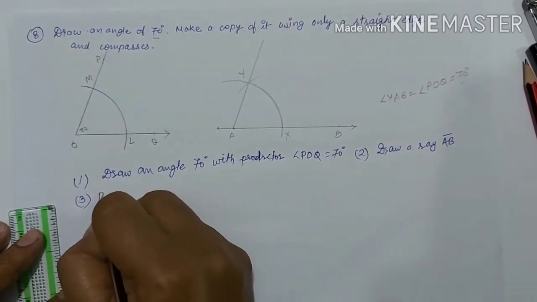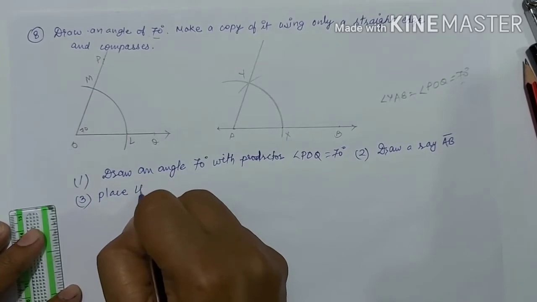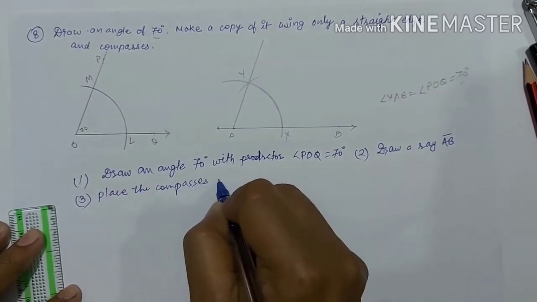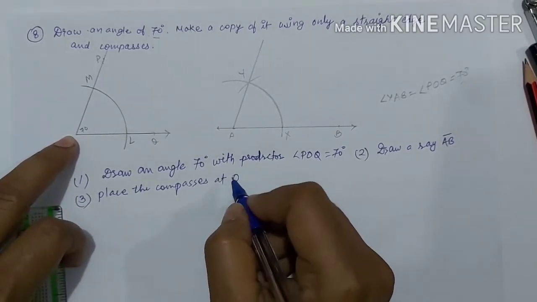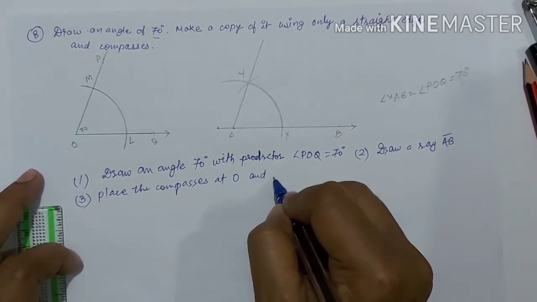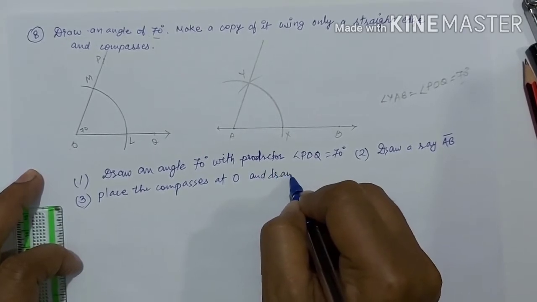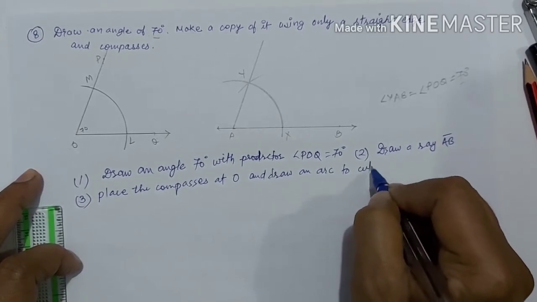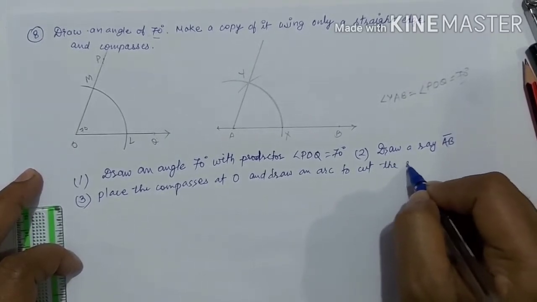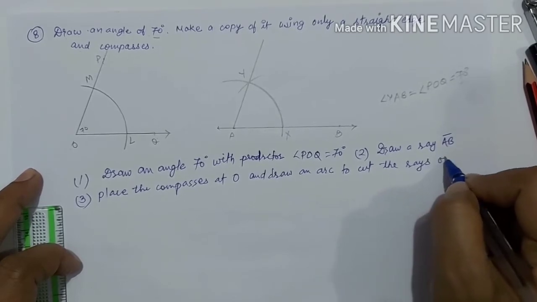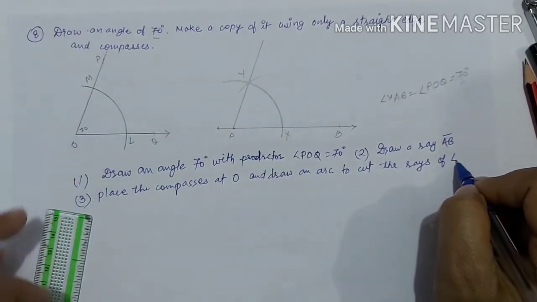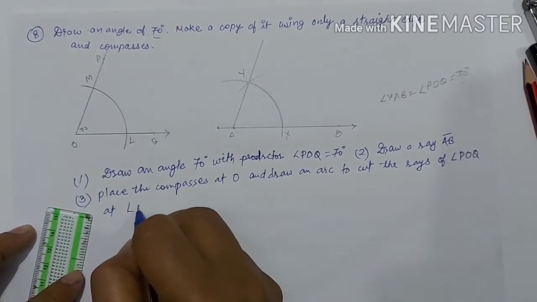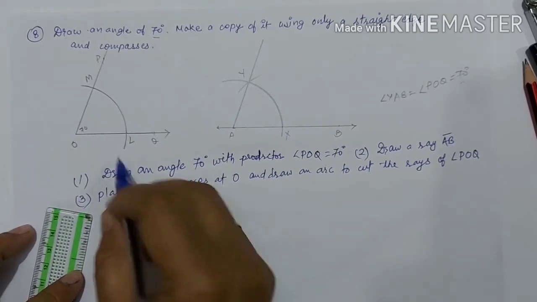Third step, place the compass at O and draw an arc to cut the rays of the angle, this is the angle POQ, at L and M, two points.